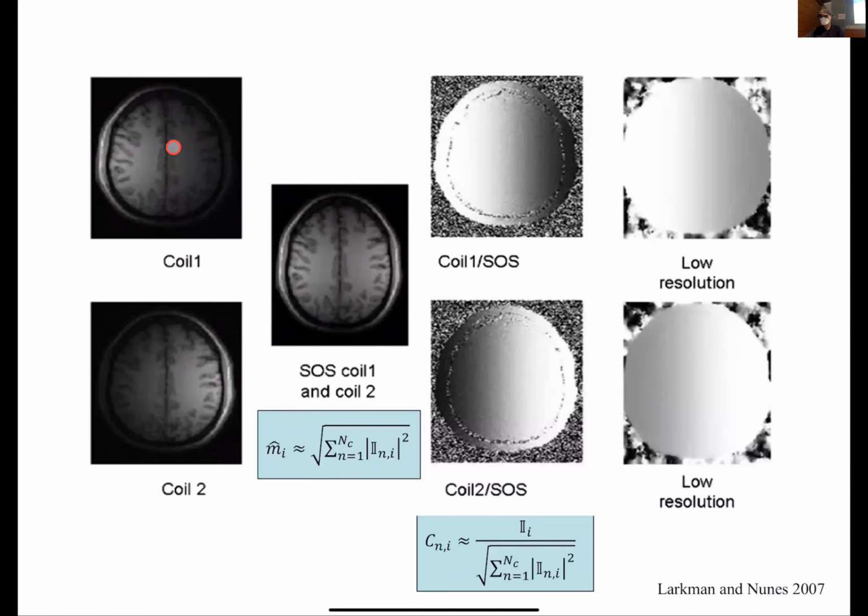If I take this and divide by this, then that's my coil estimate. That's my sensitivity estimate. You notice it's brighter here and darker here. If I take this and divide by this, then this is brighter here. And so this is my estimate of the coil sensitivity. It's a little noisy, so in practice you might smooth it out a little bit with some filters. But essentially that's what the sum of squares is doing. It's estimating the coil sensitivity by this function here.